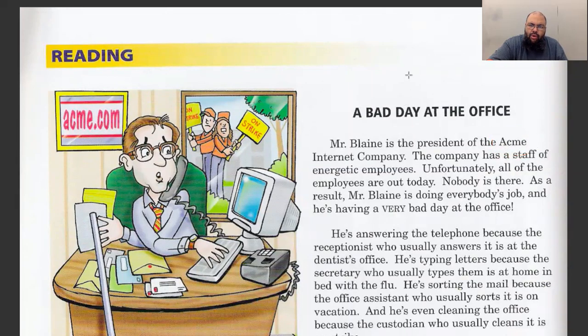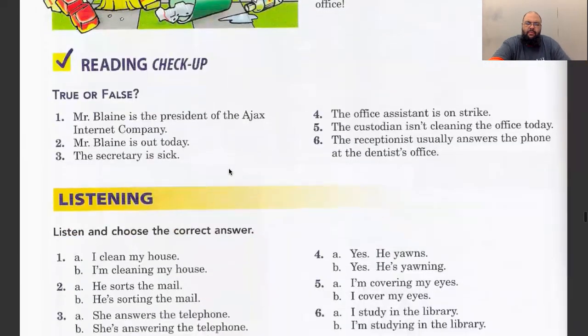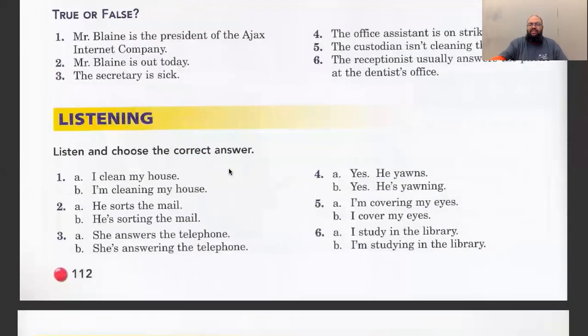And the question, it doesn't say Acme in the question, right? What does the question say? Question says Ajax. So that means that this question is, the answer is false. All right. So please do the remaining exercises. Let's do the listening exercise. Here we go. Listen carefully.